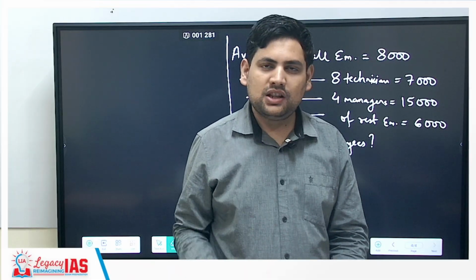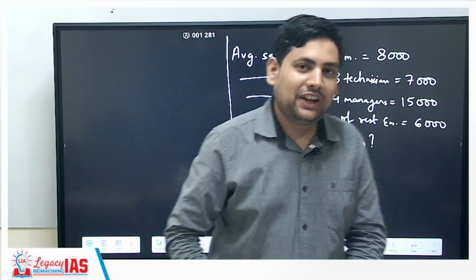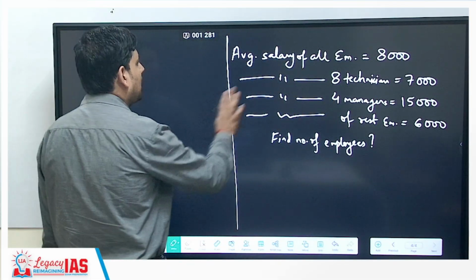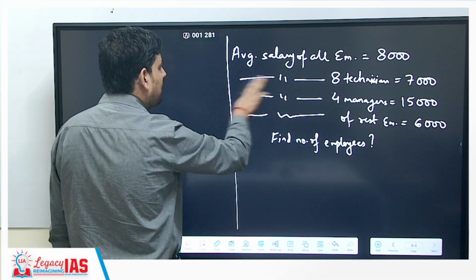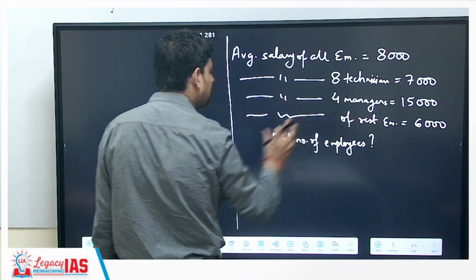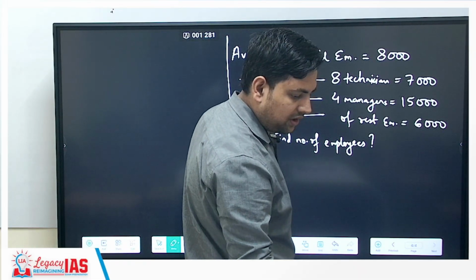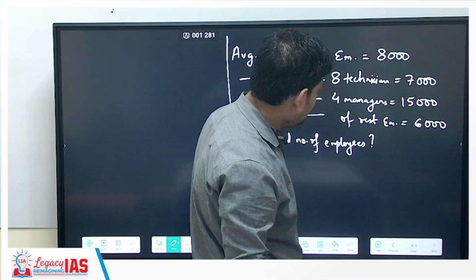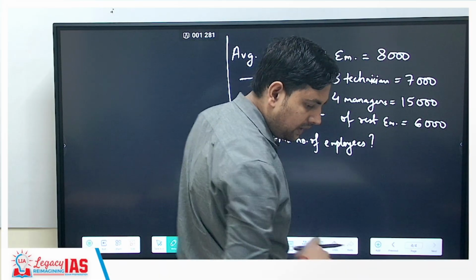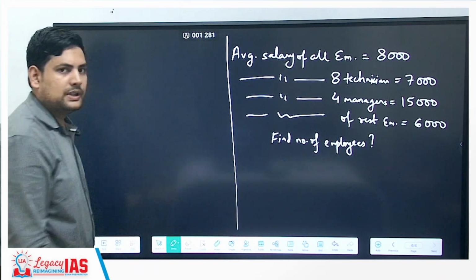Now we'll be dealing with some more questions. Initially we'll be going very slow. Okay, now let's start. Average salary of all employees is 8,000. Average salary of 8 technicians is 7,000. Average salary of 4 managers is 15,000. Average salary of 6 of the rest of the employees is given as 6,000. Now you need to find the number of employees.